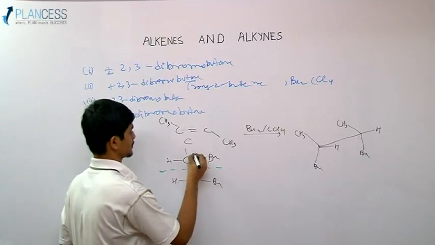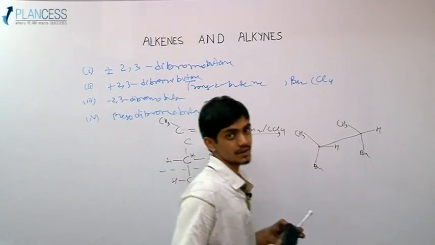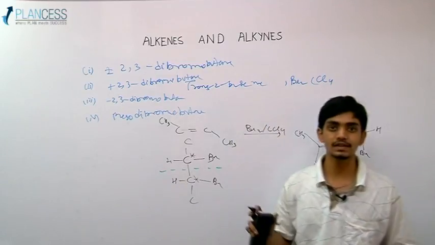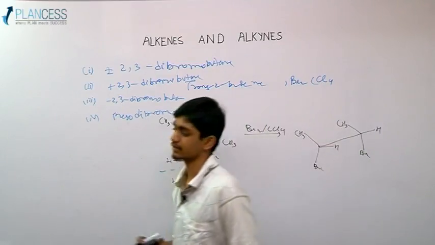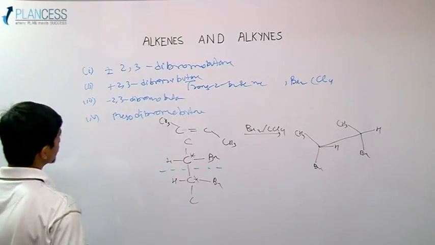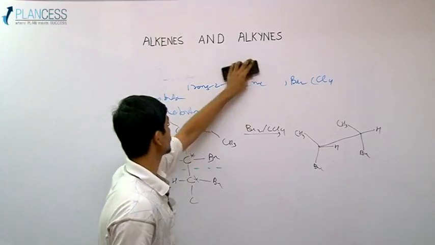Why is it a meso compound? Because of 2 chiral centers. A plane of symmetry alone doesn't mean it is a meso compound; only if there are 2 or more chiral centers, and it then contains a plane of symmetry, then it is a meso compound. Finally, 2 more questions are left. We will do them one by one.